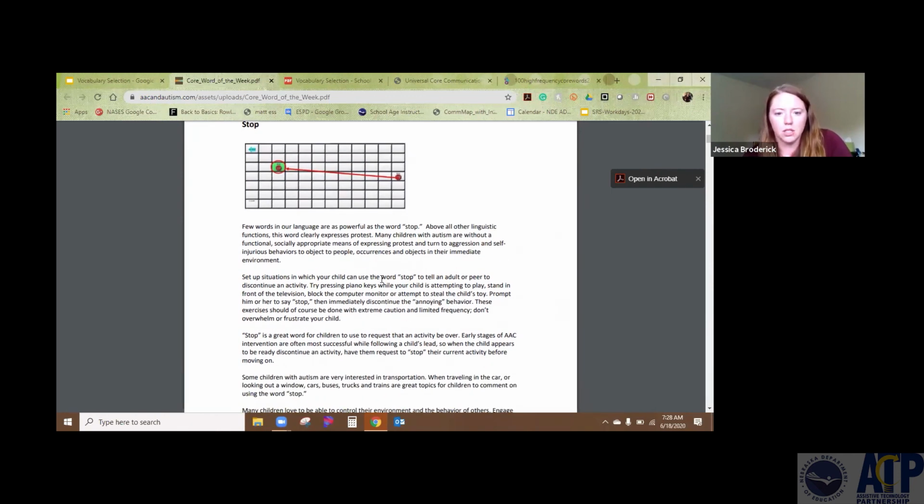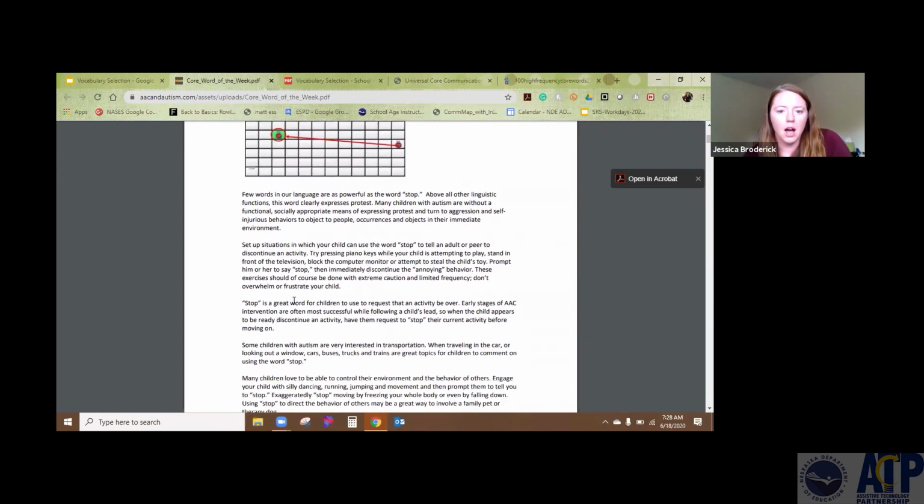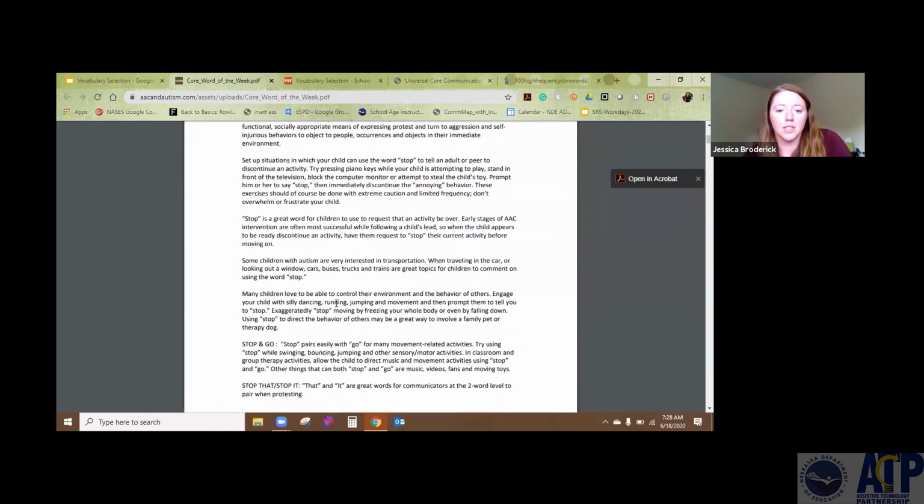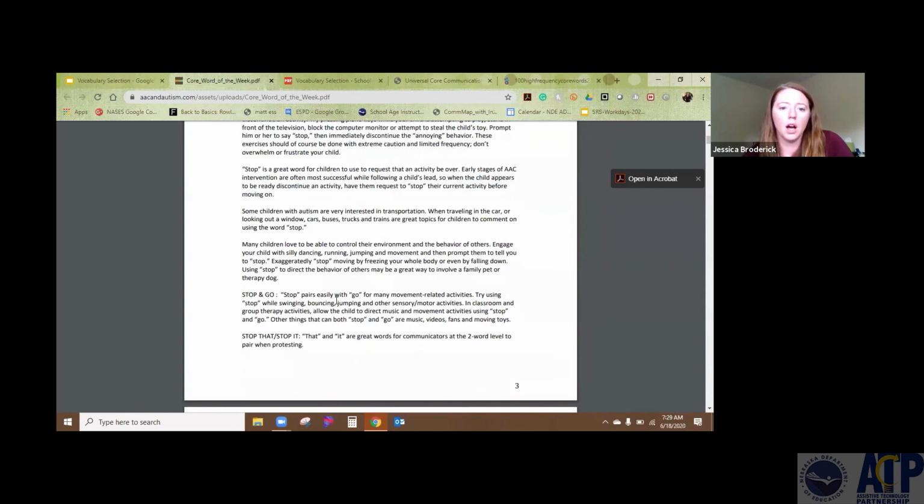Set up situations where your child can use stop. Here's how they can use it to request. They can request that an activity is over. Some are interested in transportation. Cars stop, buses stop, trains stop. You can set up situations where they can control their environment. So you're jumping and a child tells you to stop. And then how to pair it with stop and go, stop and that, stop it.